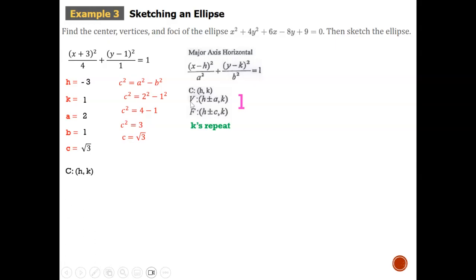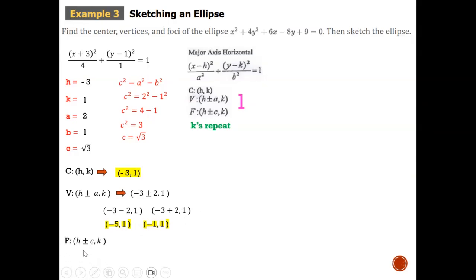Now, my center, hk, will be -3, 1. My vertices are h plus or minus a, k. So it's going to be h, which is -3, plus or minus 2, 1. So it'll be -3 minus 2 and -3 plus 2, which will give us -5, 1 and -1, 1. These are my vertices.